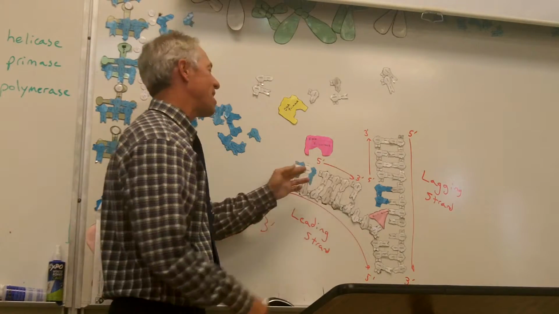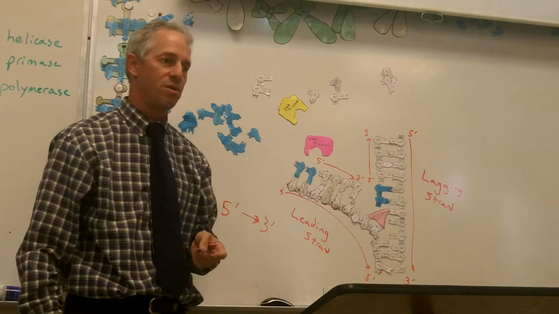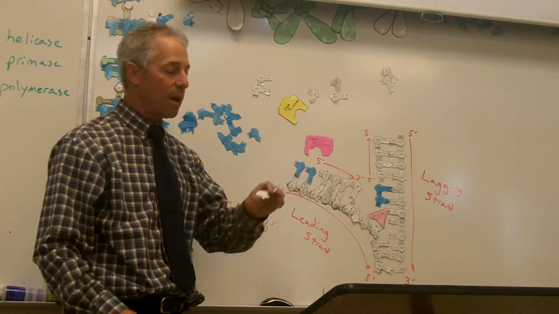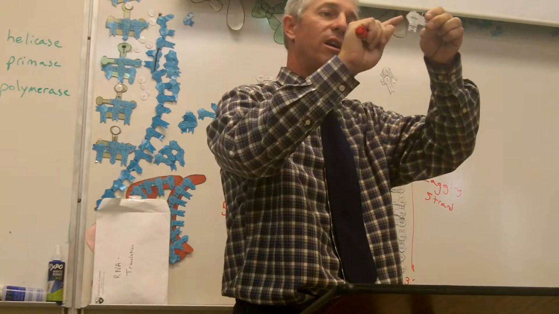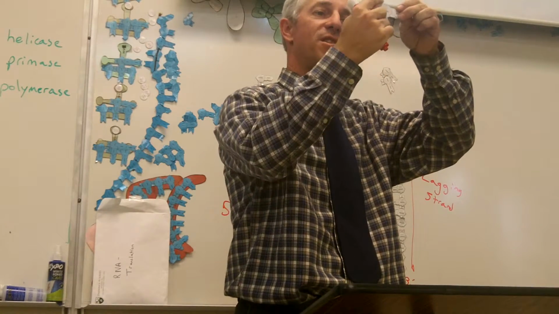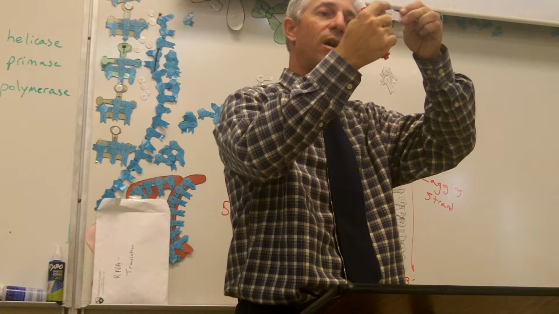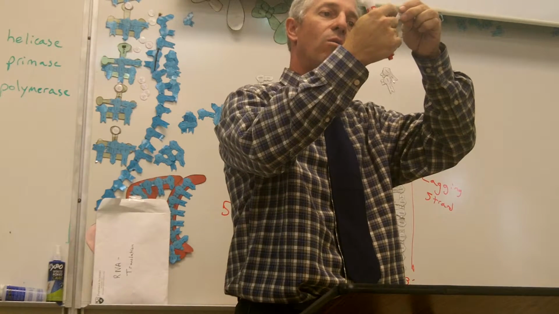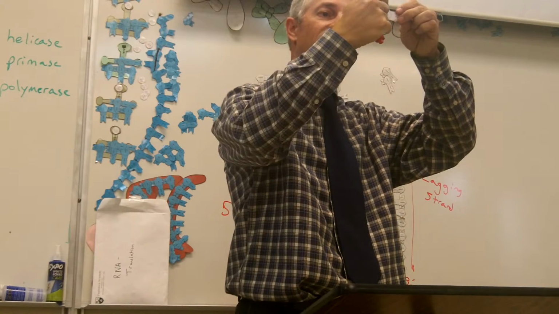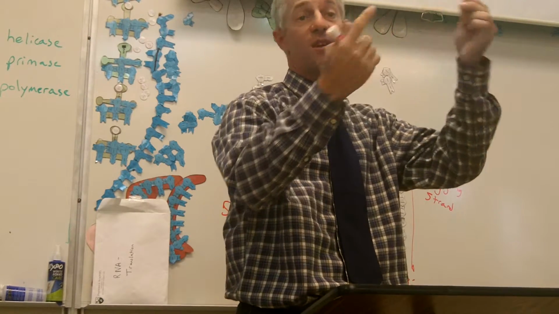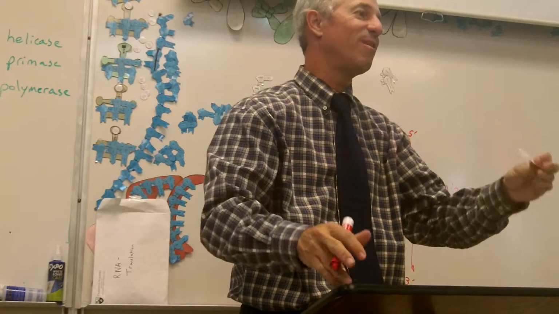These numbers are ways of saying direction that scientists use. The numbers are actually the carbons that are on the sugar. Scientists number the carbons. It's a 5-carbon sugar. And so they number it 1, 2, 3, 4, 5. The 3 carbon is on top and the 5 carbon is on bottom. That's where the numbers come from.